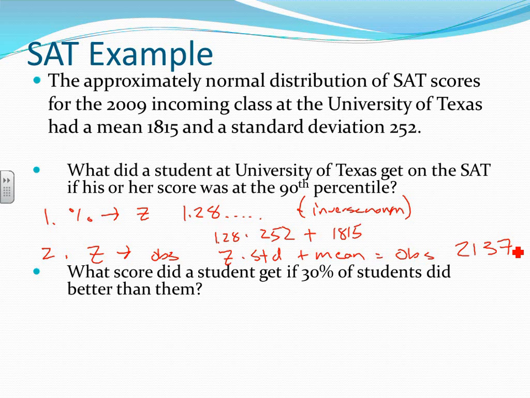Where's your z? Okay, good. Now, 30% did better than them. So are you at negative or are you at positive? Negative. No, positive. Right, 30% is better, 70%, so it should be positive 0.52. Good, we should get 1947. 1947, you get that? Good. Now just don't round this. Just like I showed you, you just immediately press times and it'll save that entire decimal.